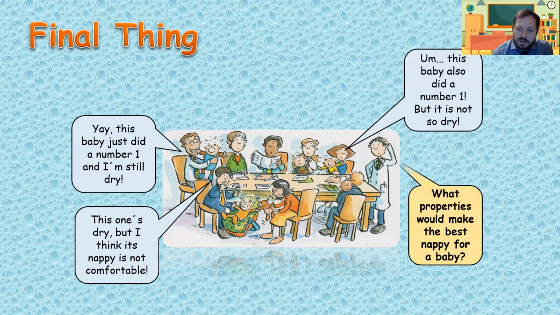So what I want you to think about is what properties would make the best nappy for a baby? What do we have to consider? Much like our umbrella, we're thinking about it being water resistant and strong and flexible. What properties would we need for a nappy for it to be effective and useful in order for the baby to be happy?